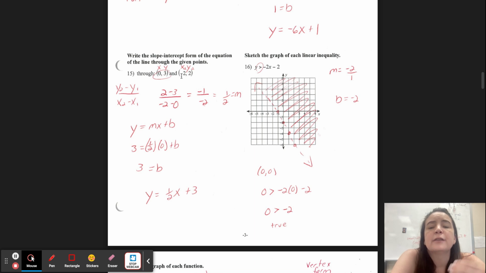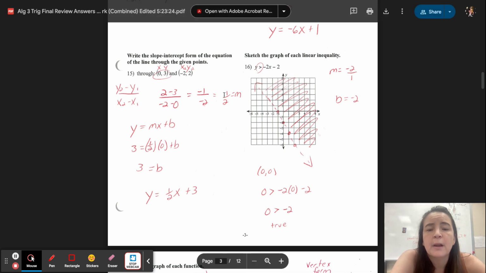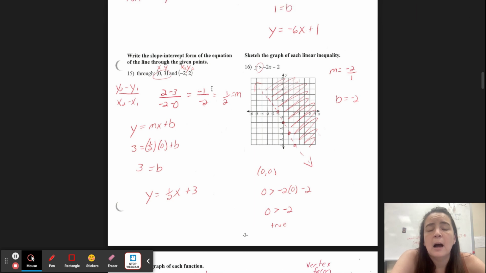For number 15, they want me to write the equation, but they give me less information. So the first thing I'm going to do is go ahead and find the slope. We already did a problem with finding the slope, so here's the formula. We just plug it in. We end up getting a half. Again, we did simplify because it was a negative over a negative.